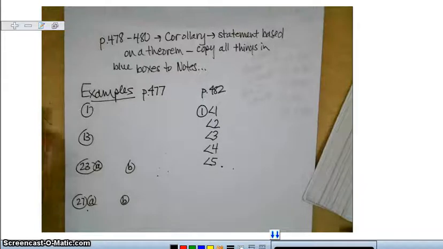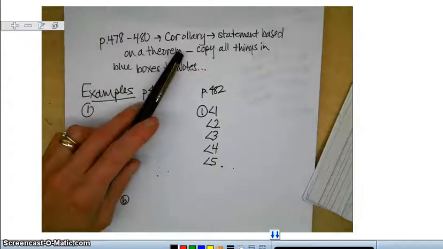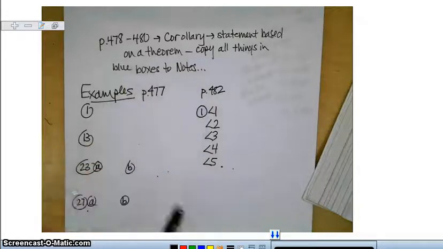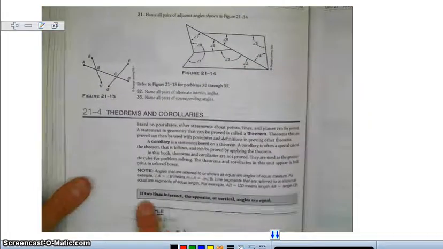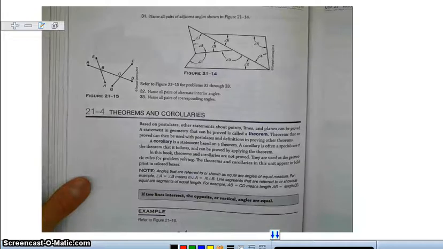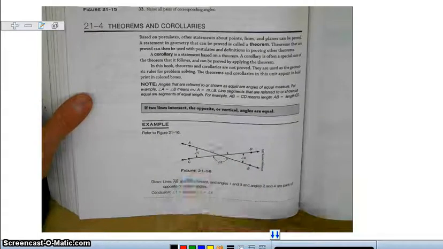So pages 478 to 480 are some corollaries. Corollaries are just statements based on theorems. And you should copy all the things in blue boxes to your notes on those pages. So if we just look at them real fast, it says if two lines intersect, the opposite or vertical angles are equal. Well, I just told you that. Basically, it's those opposite angles. They're called vertical angles. They're equal.